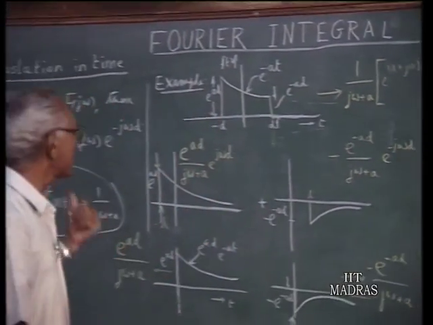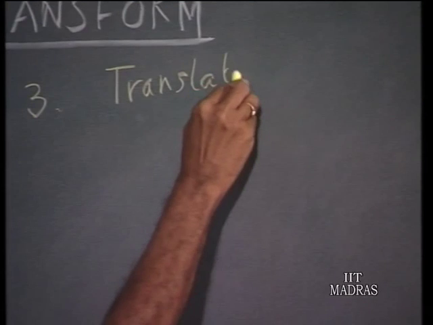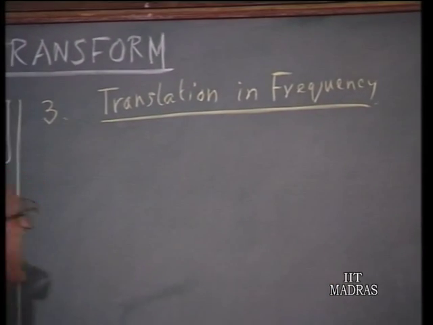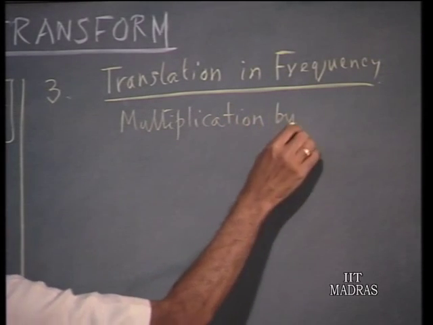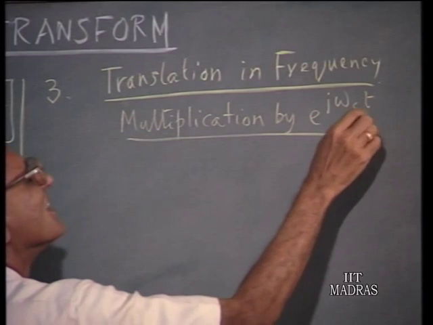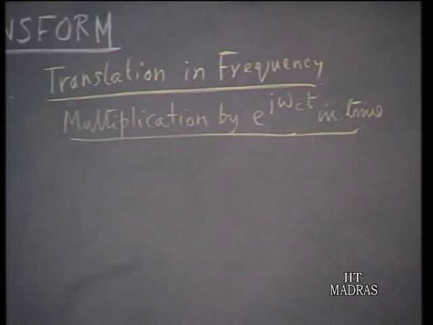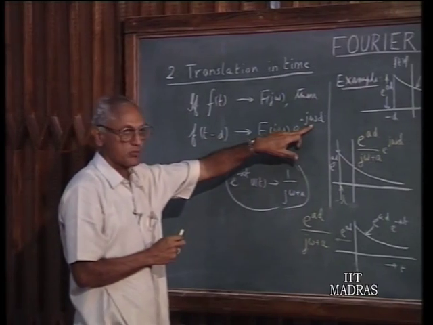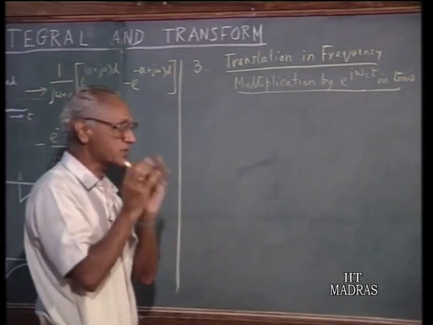Let us take up the next property. Just like you have translation in time, we can think of translation in frequency axis, which is equivalent to multiplication by e to the power of j omega c t. Note what we have here. In the property 2, we have a translation in time axis. f of t goes to f of t minus d. In the transform domain, F of j omega gets multiplied by an exponential quantity. In a similar fashion, what we have here is, if we multiply in the time domain by e to the power of j omega c t, the Fourier transform gets shifted in the frequency axis.